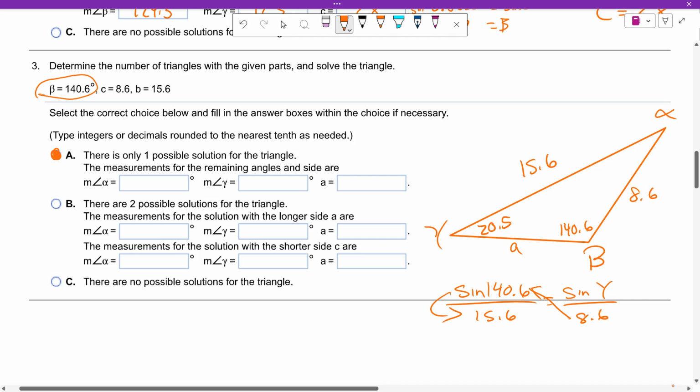This is 161.1. So this would be 18.9, right? And then, one more time. Sine of 140.6 over its opposite side, 15.6, equals the sine of 18.9 over its opposite side, A. So alpha is 18.9. Gamma is 20.5. A is whatever you get when you do the law of sines there. We can do that, right?